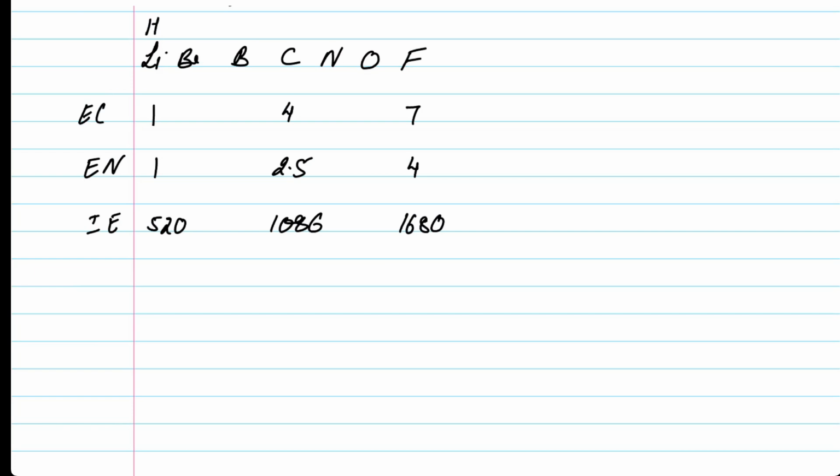If we talk about the valency, that is the capacity to form bonds, then lithium has a valency of 1, fluorine has a valency of 1, and carbon has a valency of 4. So that's what we get.